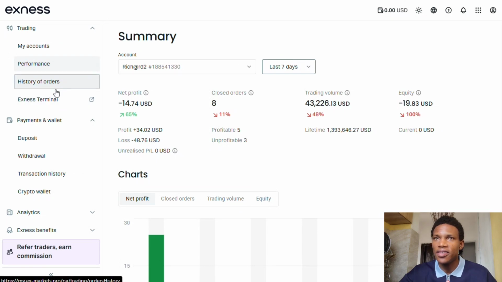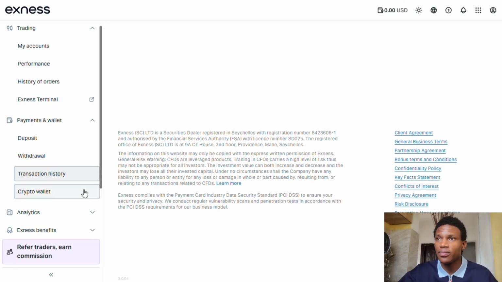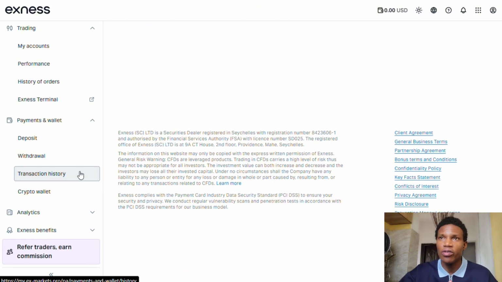So here is the history. I'm going to take the transaction history of this account, to see how much I was able to make and withdraw, because by the time I was trading this account, I was making quick withdrawals. If I made money, I would make a quick withdrawal.